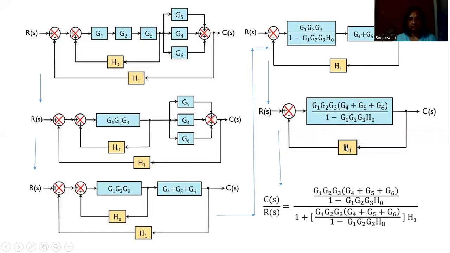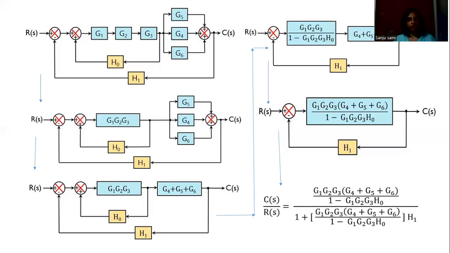Then we are having a feedback block that is having a transfer function equal to H1, and there is a negative feedback. So just applying the relation for replacement of loop, we can get the value of C(s)/R(s) is equal to this. You can see that within a few steps we'll be able to get the transfer function of a very complex block.